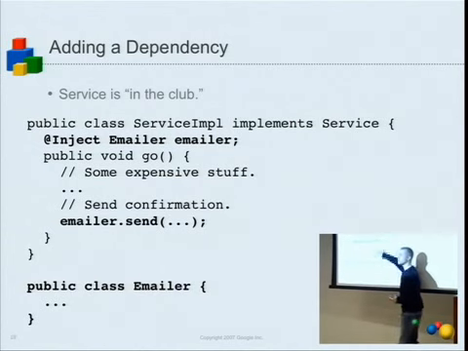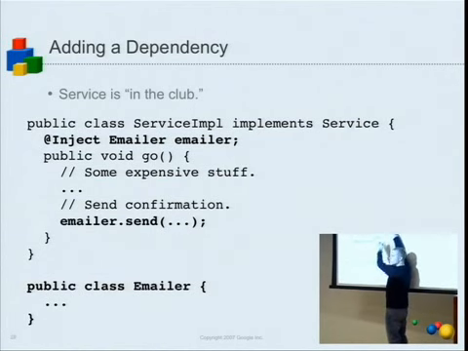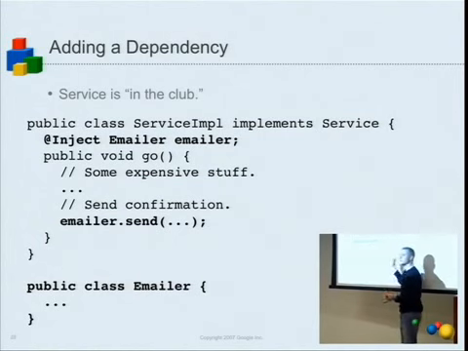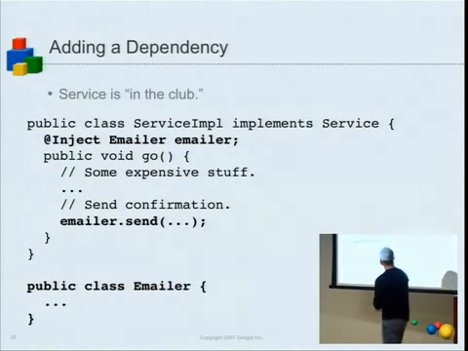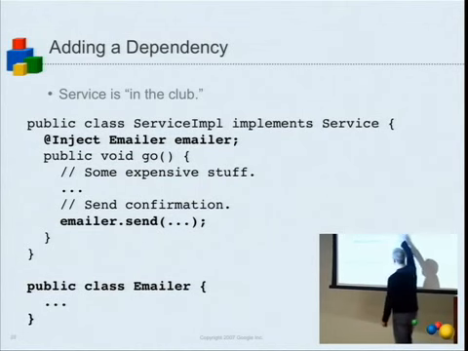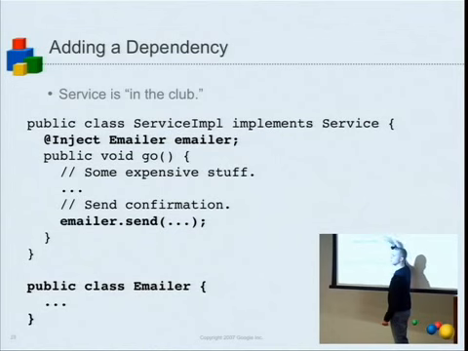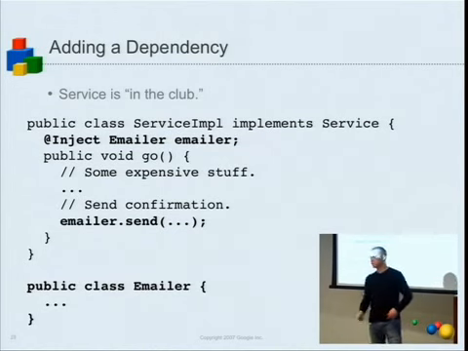So now whenever Guice goes to create an instance of service simple so that it can inject it into client, it's going to create an instance of emailer and then inject it into service simple. So notice we didn't have to deal with the injector at all directly here. Then service simple, at the end, is going to do whatever it was doing before, and then send a confirmation using the emailer that we injected.